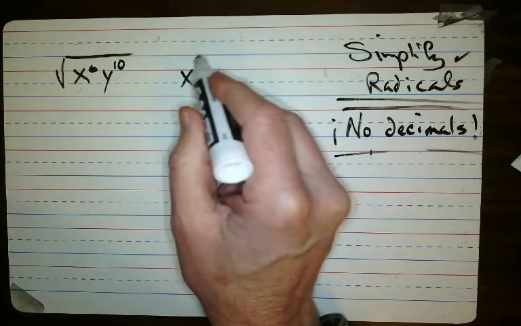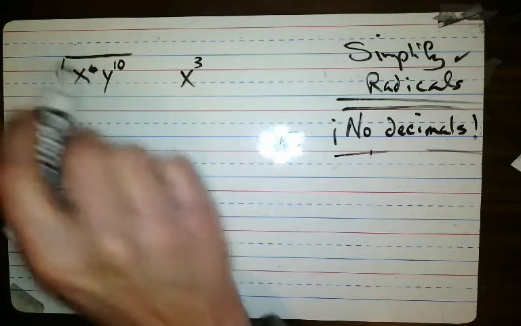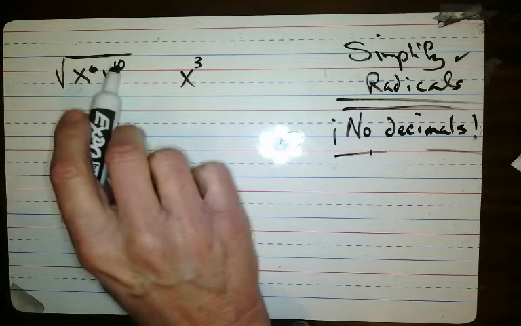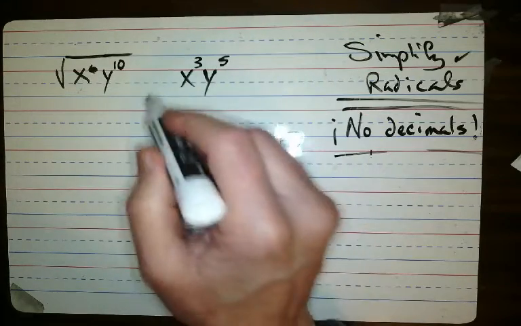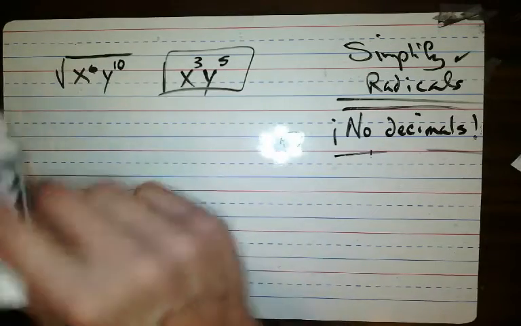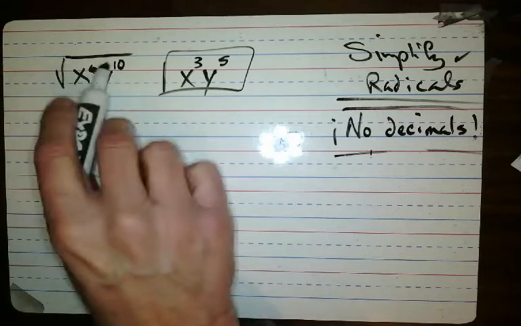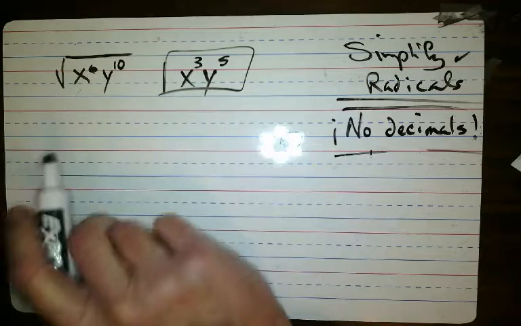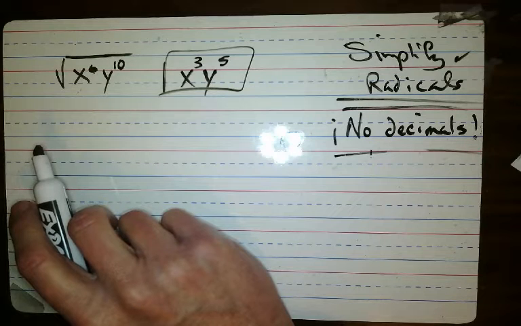All right? 2 divides into 6 3 times with none left over. 2 divides into 10 5 times with none left over. That's the answer. So if the index divides into the number evenly, there's no square root left over. How about that?